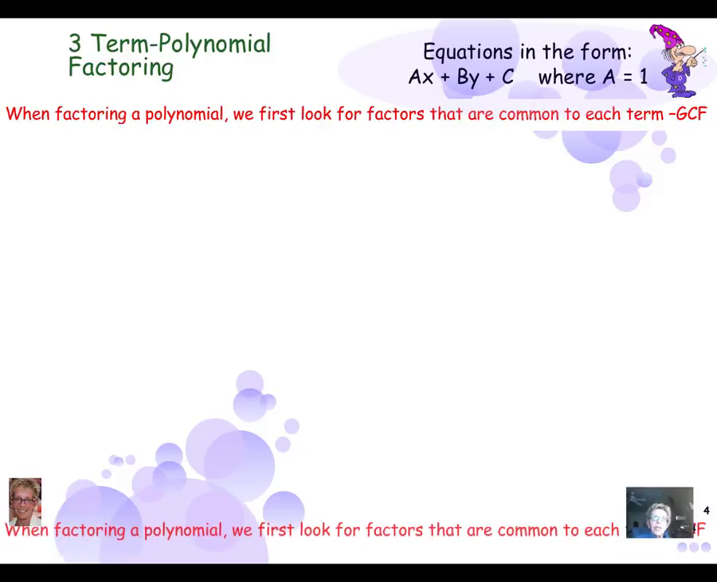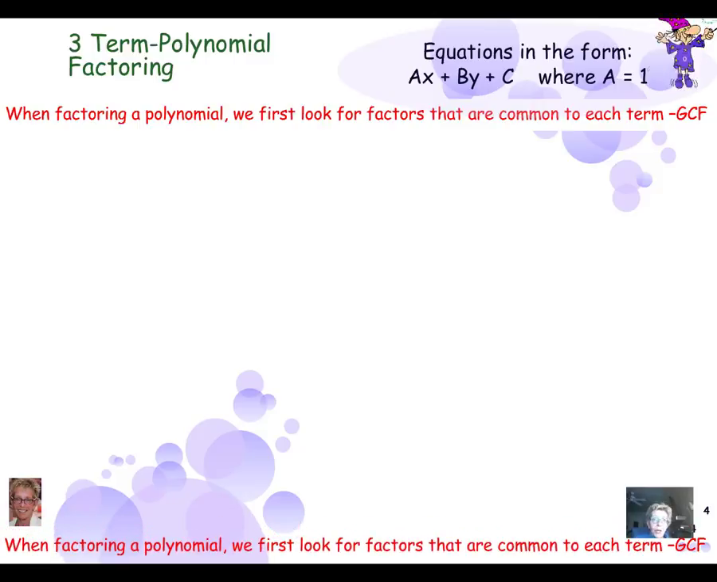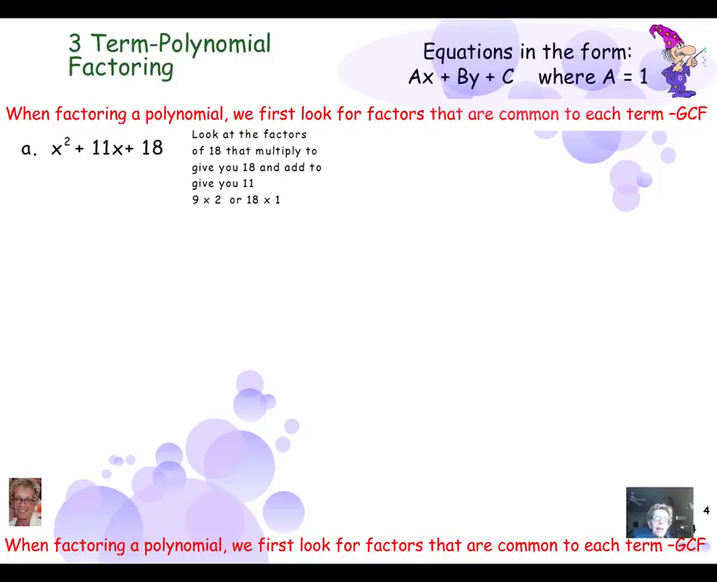Next, I'm going to look at 3-term polynomials, factoring, where a is equal to 1. My first example is x squared plus 11x plus 18. Now I need to look at the factors of 18 that multiply together to give me 18 and add together to give me 11. Again, watch the signs in all of these because there's a pattern.